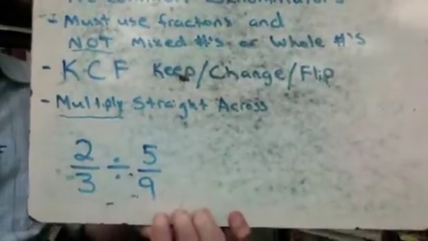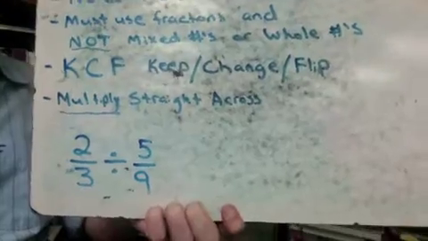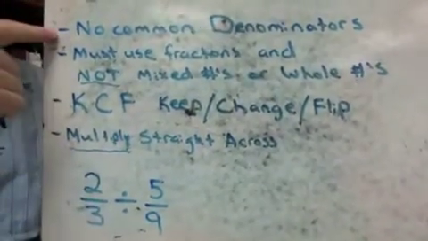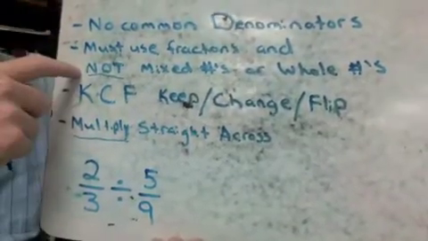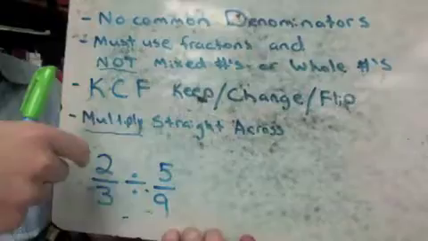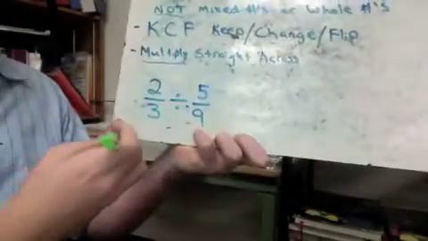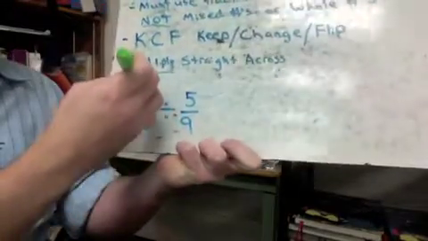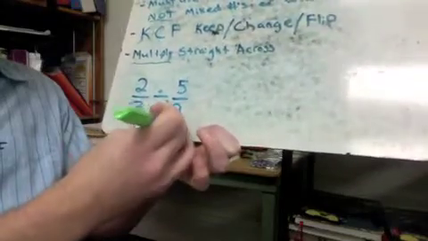Alright, to start with for this first problem, 2/3 divided by 5/9. We need to format this problem correctly following what we have up here. We don't need common denominators, so we're okay there. We can't have mixed numbers or whole numbers. We don't. Okay? Keep it, change it, flip it. Here's what that means. Underneath each one of these parts, I've got fraction, symbol, fraction. I'm going to write it right here. The K goes here, C, F.